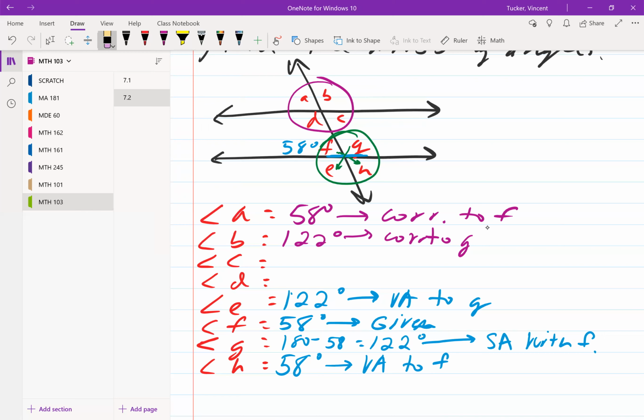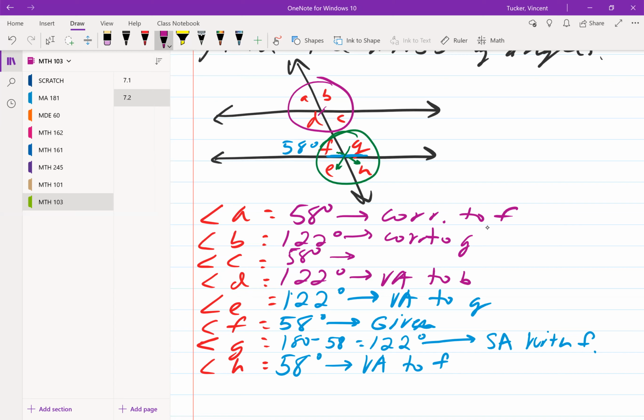And so D would be 122. Oh, I wrote it in the wrong spot. D will be 122. Once again, you can say that it's, and I'll just use a different one, a vertical angle to B because it's opposite of B. And then C is 58 degrees.